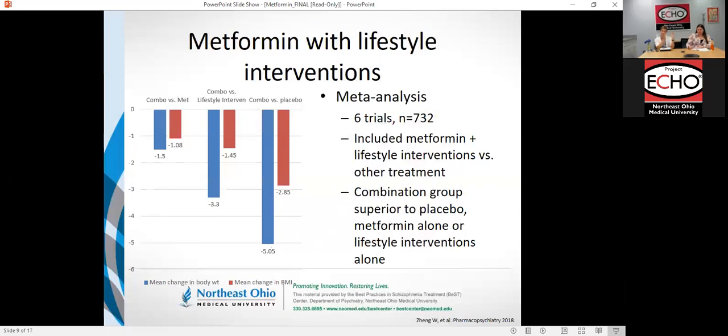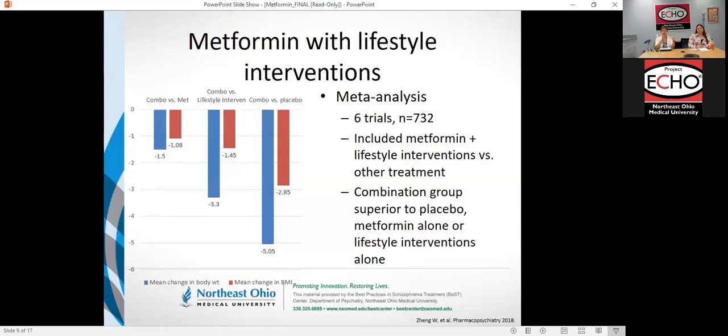So in the first set of bars on the far left-hand side of the slide, you'll see that the blue bars are the mean change in body weight. The red bars are mean change in their body mass index. That first set of 2 is the combination versus metformin alone. The combination was significantly better for both changes in body weight and change in BMI compared to drug alone. The combination moving to the middle was also significantly better than lifestyle interventions alone. More so, a more significant difference seen in the mean change in body weight.